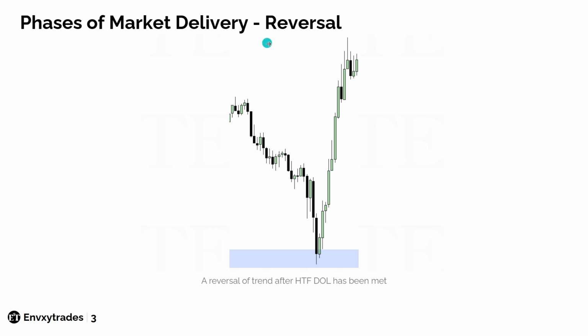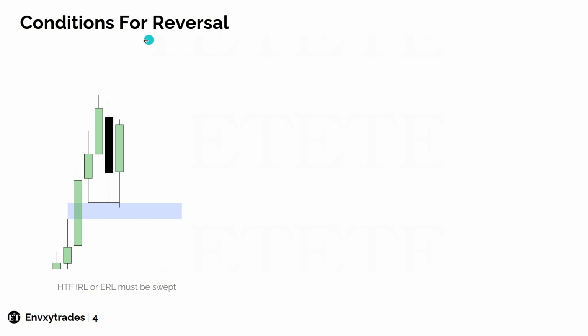The last phase of market delivery is reversals. All a reversal is a reversal of a trend after a higher time frame drawn liquidity has been met. As you can see, we have this consolidation, then this expansion. We tap into our higher time frame drawn liquidity and we reverse from that area. Now, to dig a little deeper into reversals, we can look over the three conditions we need.